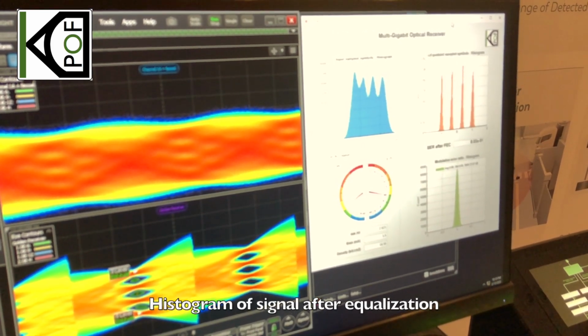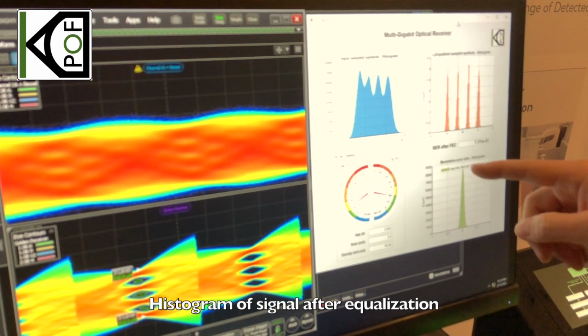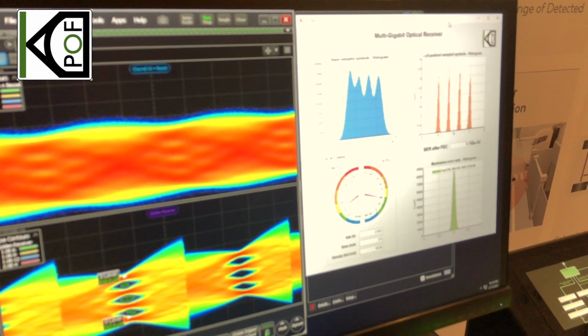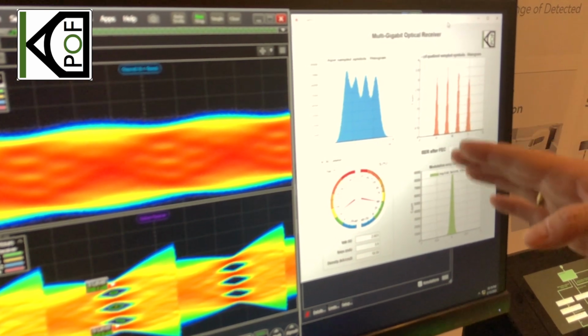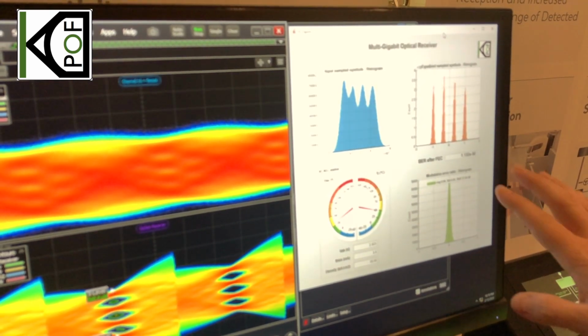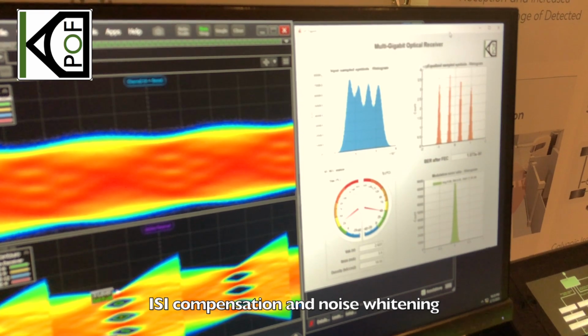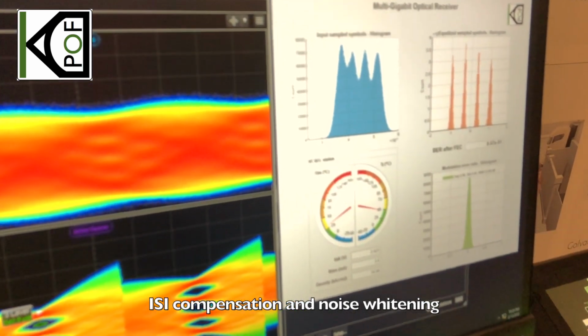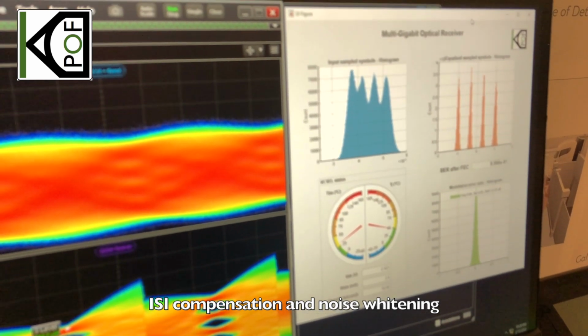You can see the histogram of the signal after equalization. You can see here the bit error rate after FEC decoding, and you can see here the modulation error ratio with the histogram of the noise after equalization. So we get intersymbol interference compensation and the whitened noise at the output.